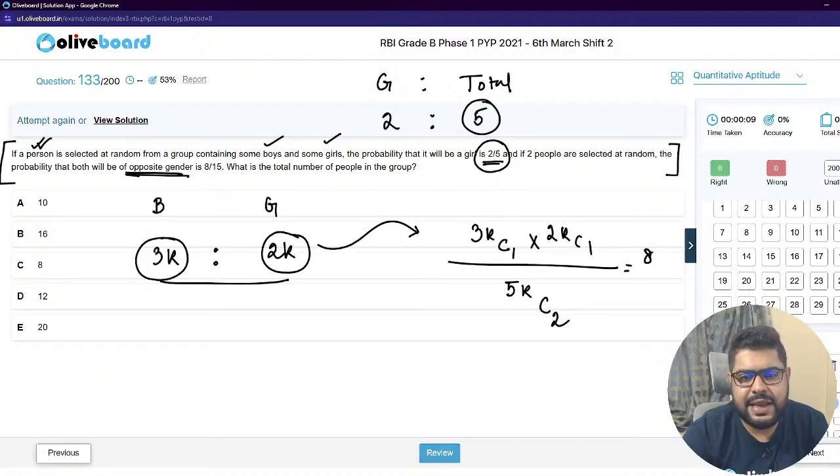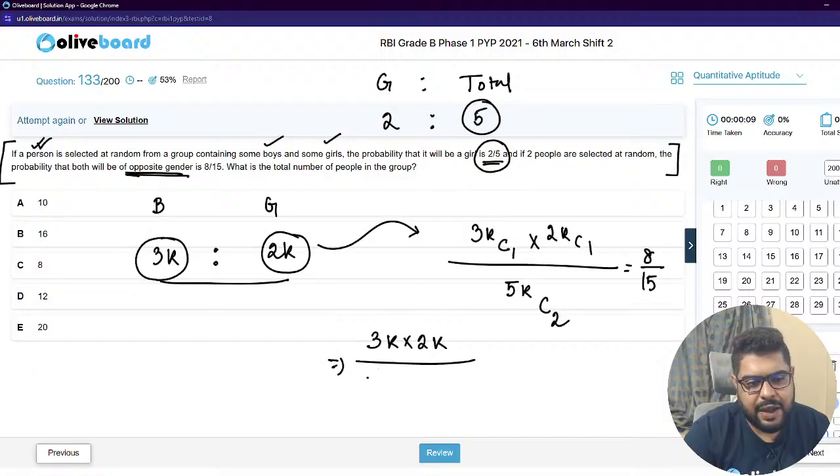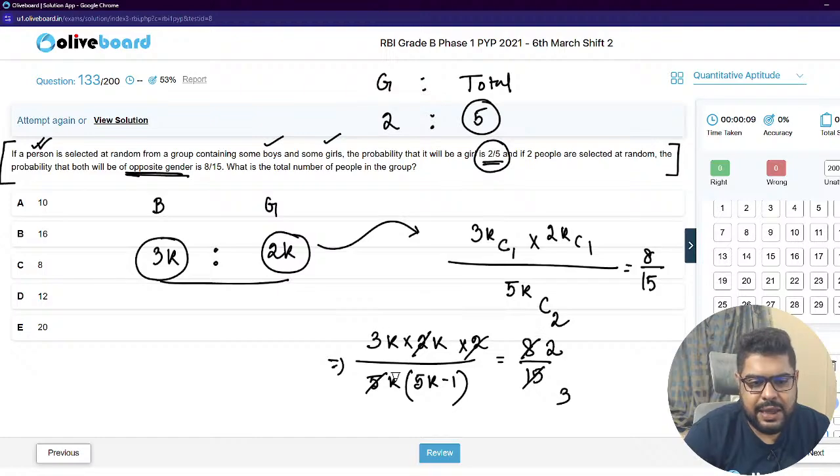This is given as 8 by 15. So you can say 3k into 2k over 5k into 5k minus 1 by 2, meaning into 2, goes up, sir. By 8 by 15. Sir, 5 3s are 15, 2 2s are 4, 4 2s are 8. Cancel this k also. So from there, cross multiply: 3 3s are 9k equal to 5 2s are 10k minus 2, sir.